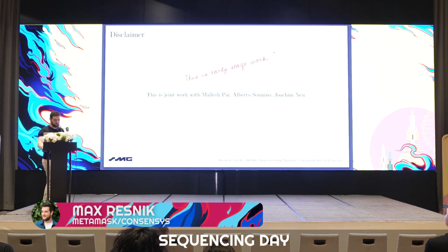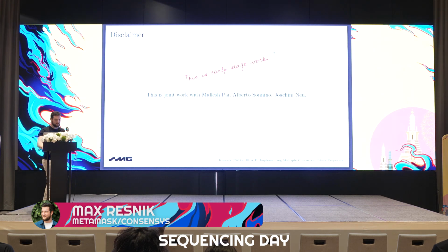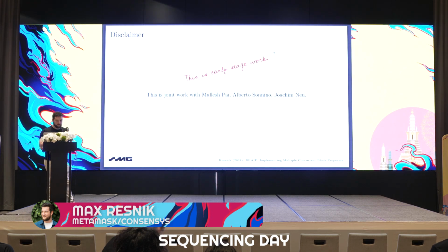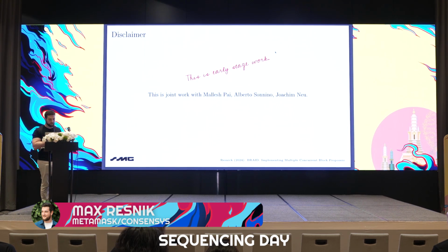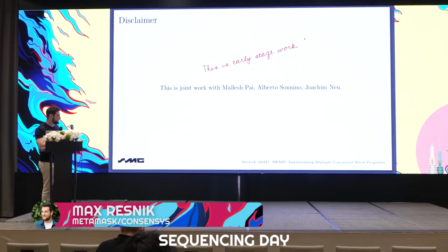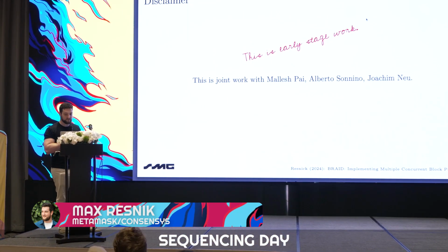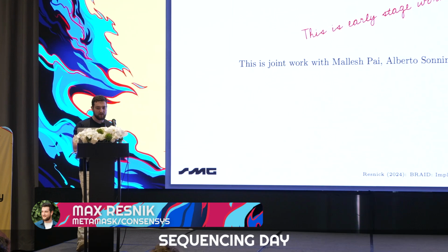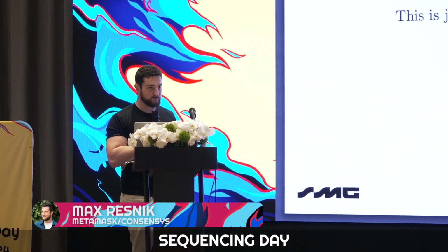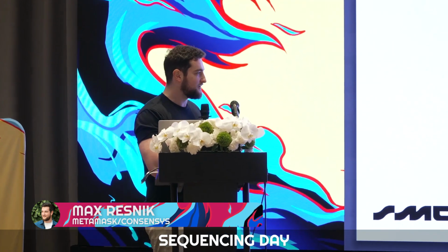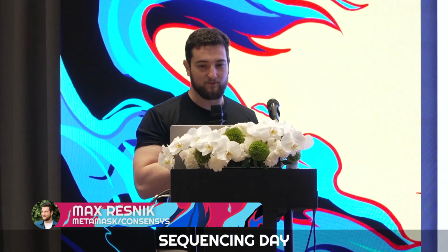This is early stage work. It's joint work with Malesh Pai, Alberto Sanino, Joaquim New, and Joe Banu, who's not on here, but he's a recent addition. And the interesting thing about this set of people, Malesh, game theorist, Alberto and Joaquim are consensus experts. I'm more on the game theory side. And Joe, who we just added to the team as well, is a cryptographer. So it's kind of an interdisciplinary work because we needed the tools from all of those disciplines.